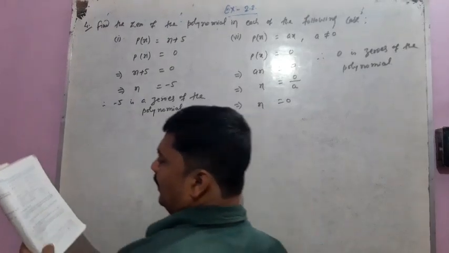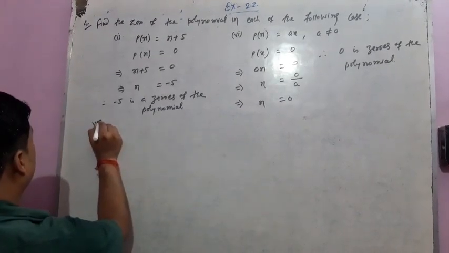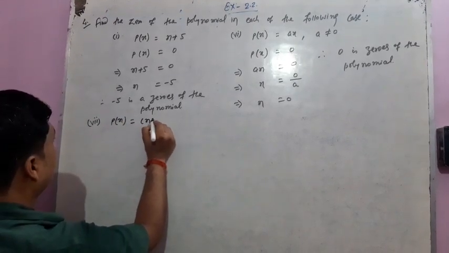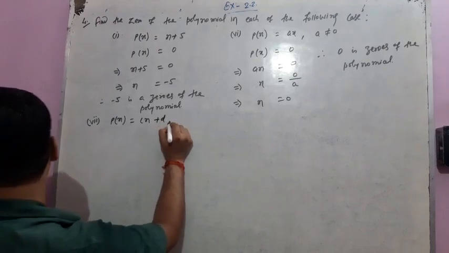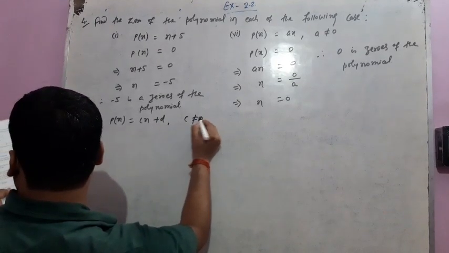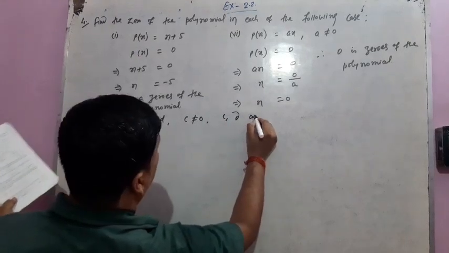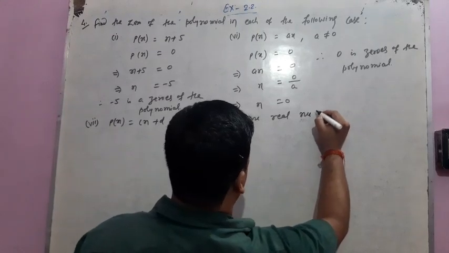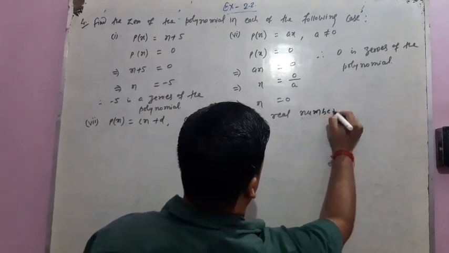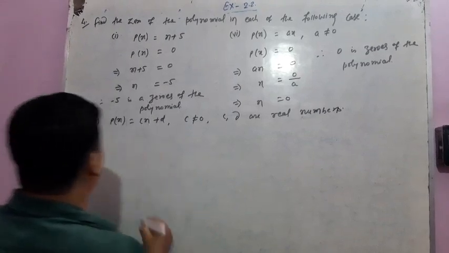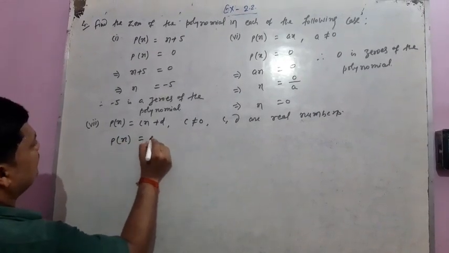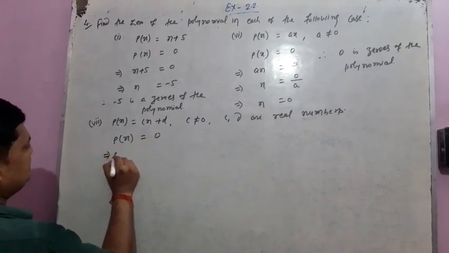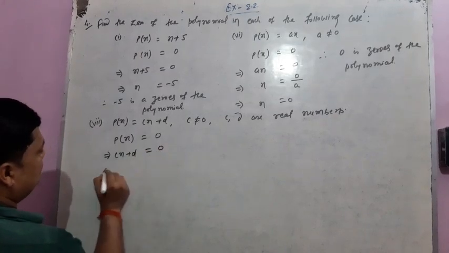One more question here. Question number 7. p of x is equal to cx plus d, where c is not equal to 0 and c and d are real numbers. You all know what real numbers are? The group of rational and irrational numbers. Now, what do we have to find? We have to find the zero of the polynomial. So, in place of p of x, we have to write cx plus d, that is equal to 0.